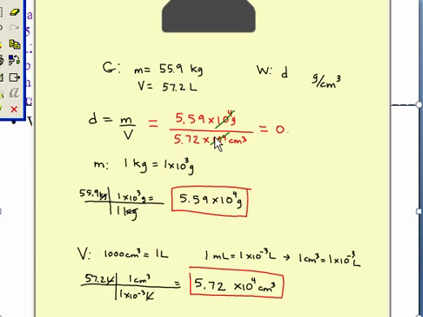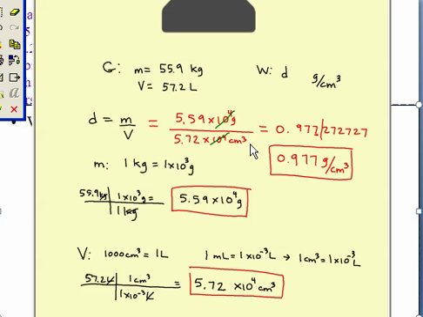And my calculator gives me a very long number, a repeating value actually. And so I look back to my sig figs. Each value has 3 sig figs. This is my last allowable digit. I look to the right, that's less than 5, so 0.977 grams per centimeter cubed is the final answer. So this person should float on water, since water has a density of 1 gram per centimeter cubed.